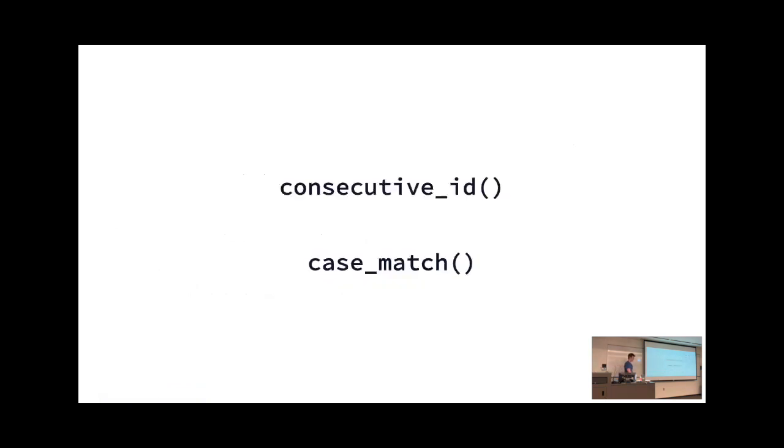So we'll move on to two useful vector functions that we've added to dplyr 1.1. One of them is called consecutive ID. This is based on another data table function called RLE ID. I think it's just one word, RLE ID. And then the other one is called case match, which is a variant of case when. I'm sure people are familiar with that.